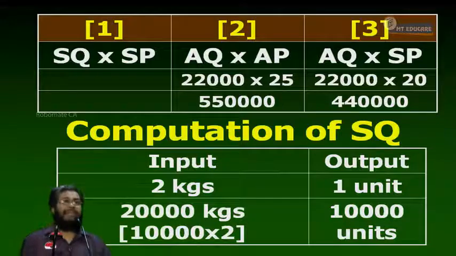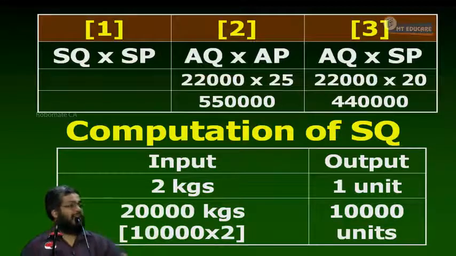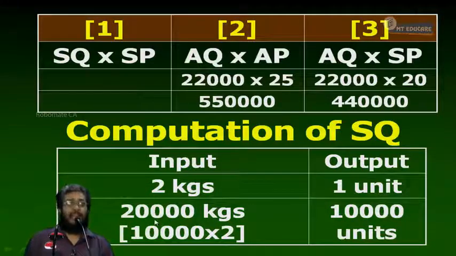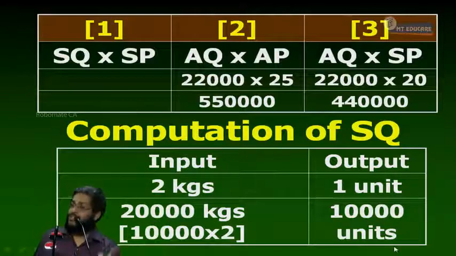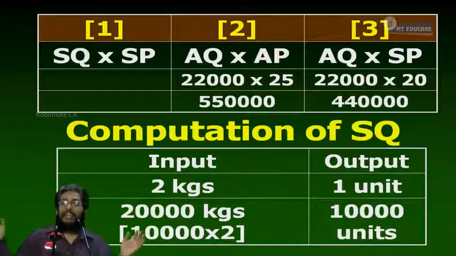The budget says, if you produce 1 unit, I will allow how many kgs? 2 kgs. You said I have produced how many units? 10,000. How many kgs allowed? 20,000 kgs. So, what is this 20,000 kg? It is a standard quantity for what output? Actual output. Is this the calculation of SQ? Please tell me yes or no.